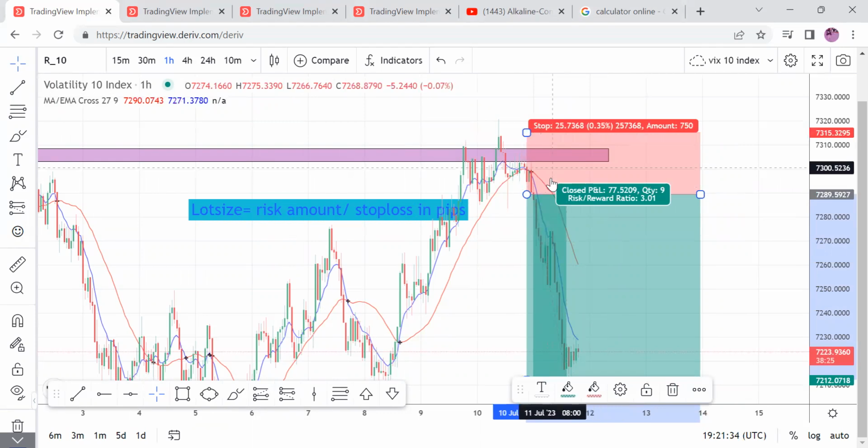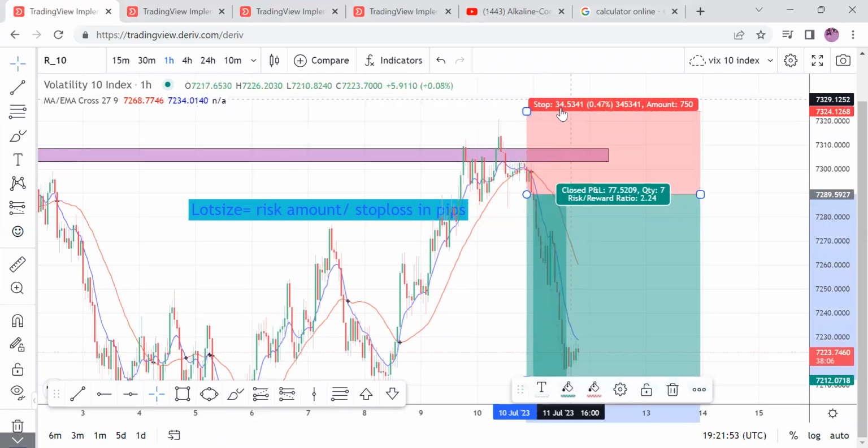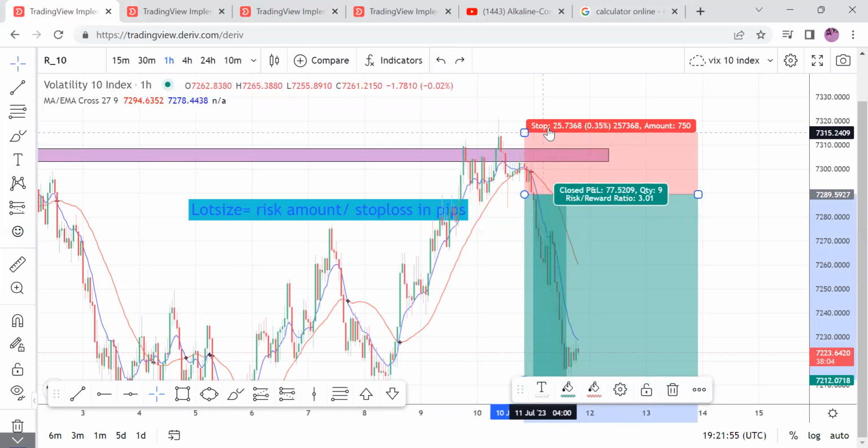The number that comes directly after where it says stop, then colon, in this case, we have 25.7368. This would be our stop loss in pips, right? So if we extend it or drag it anyhow, as you can see, the value changes. But for this specific setup, this was our stop loss in pips.